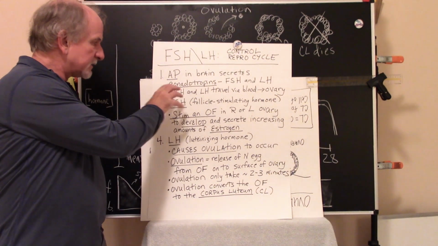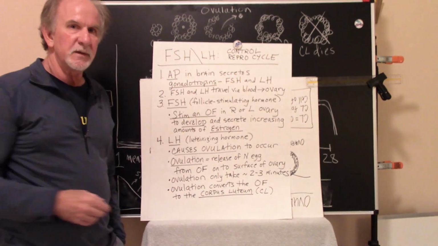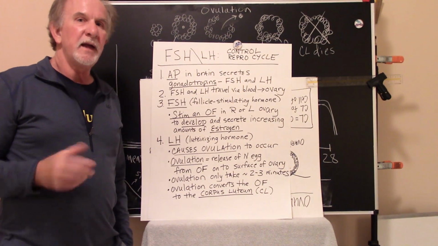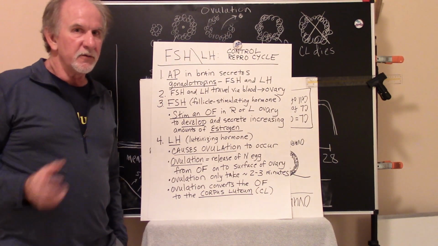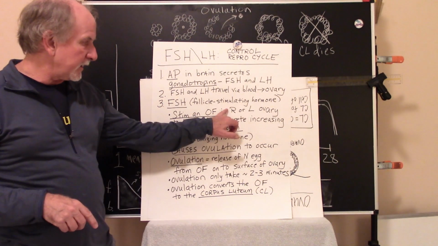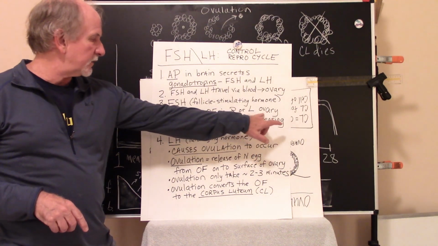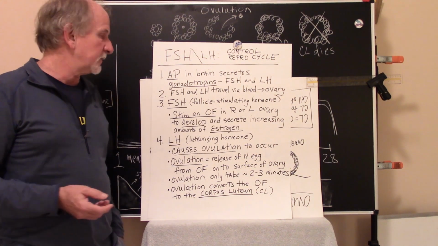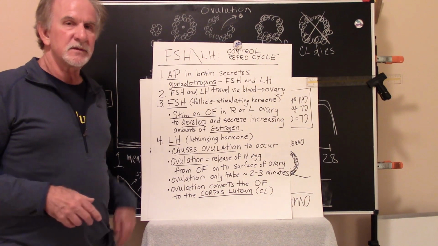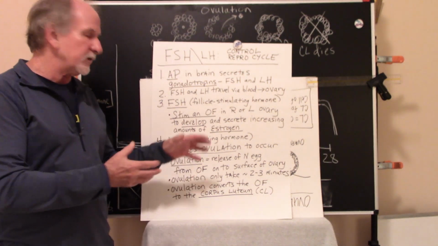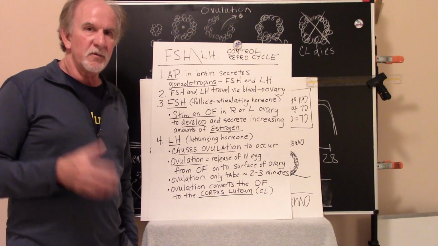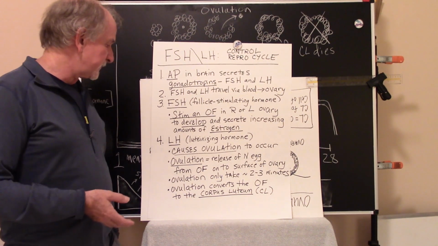So, FSH, or follicle stimulating hormone, from the anterior part of the pituitary gland, stimulates an ovarian follicle in the right or the left ovary to develop. And as it develops, the ovarian follicle secretes increasing amounts of a steroid hormone called estrogen.